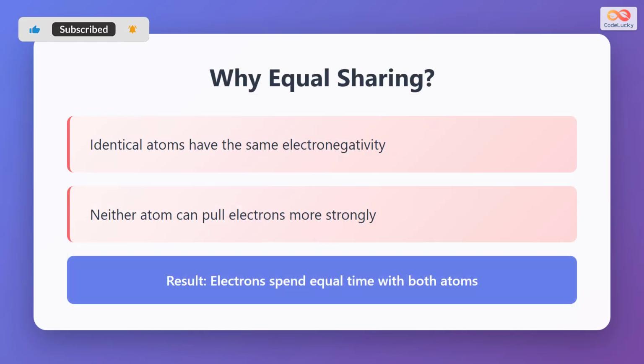The reason electrons are shared equally in nonpolar covalent bonds comes down to electronegativity. When identical atoms bond together, they have exactly the same electronegativity. This means neither atom can pull the shared electrons more strongly than the other. The result is that electrons spend equal amounts of time with both atoms. Think of it like two people of equal strength in a tug-of-war. When both have identical pulling power, the rope stays perfectly centered between them.